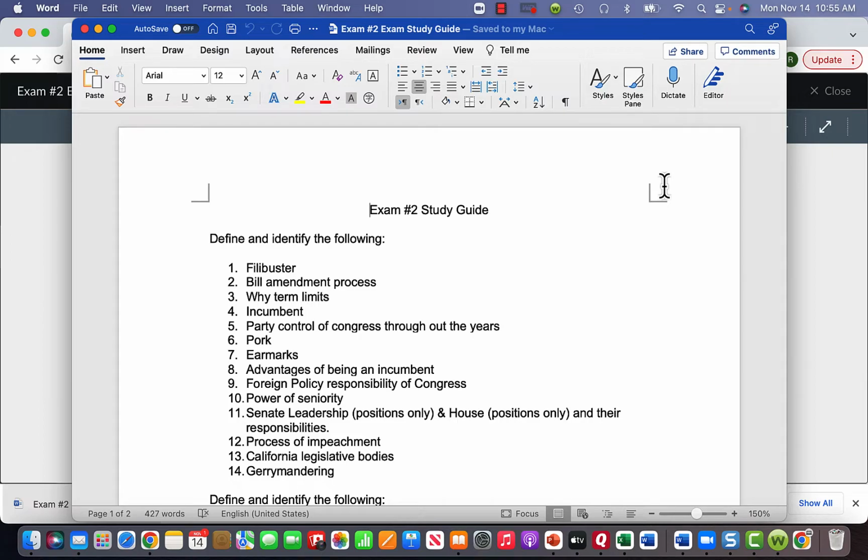Know what the foreign policy responsibilities of Congress are. Remember, Congress can declare war. The Senate can approve treaties. The Senate can approve ambassadors.